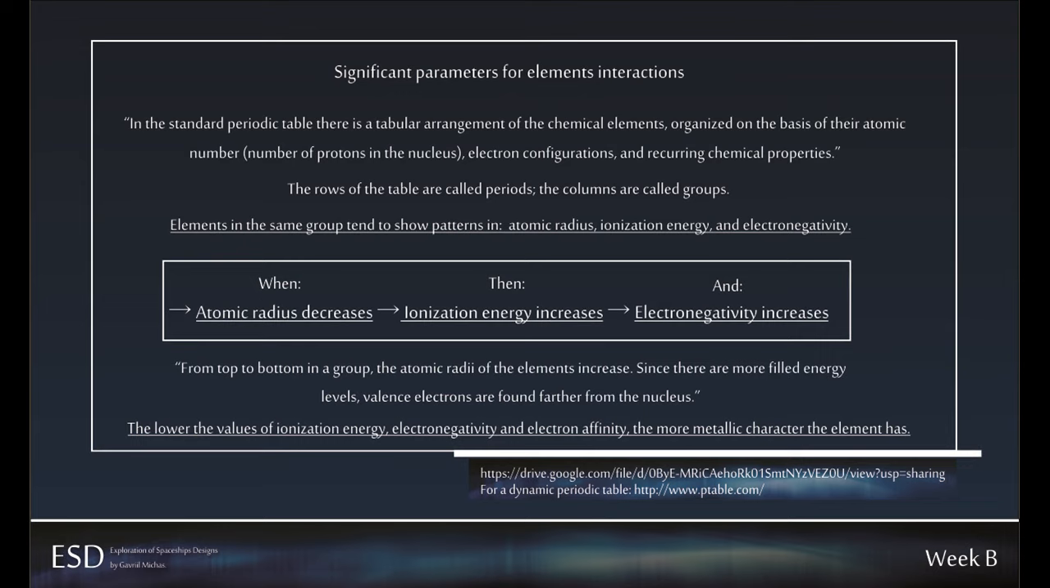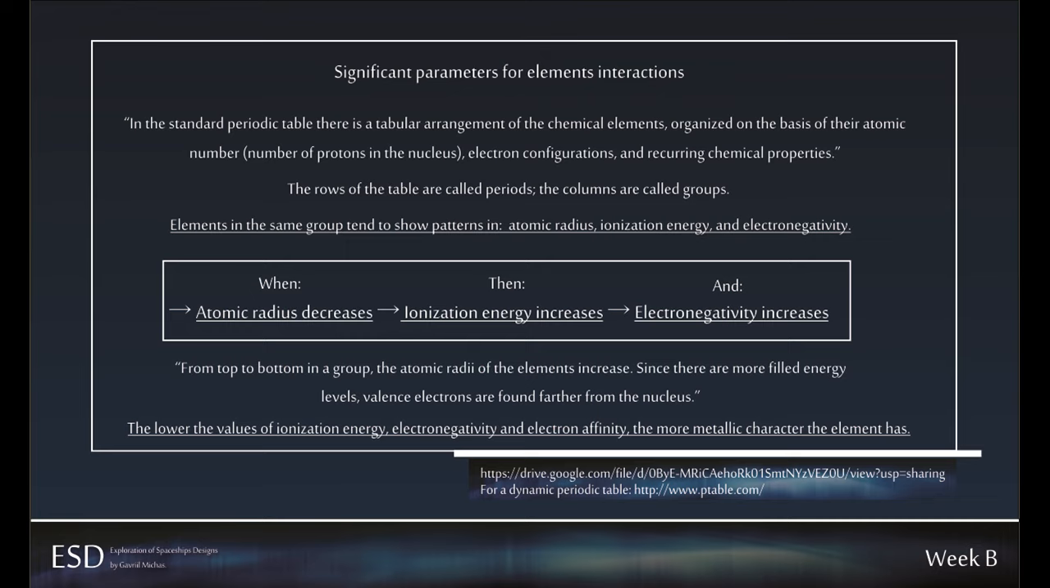Elements in the same group tend to show patterns in atomic radius, ionization energy, and electronegativity. When atomic radius decreases, then ionization energy increases and electronegativity increases. From top to bottom in a group, the atomic radii of the elements increase.